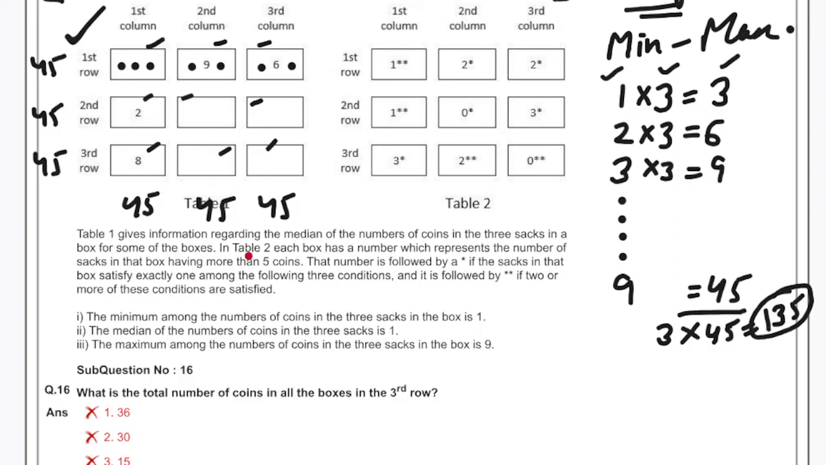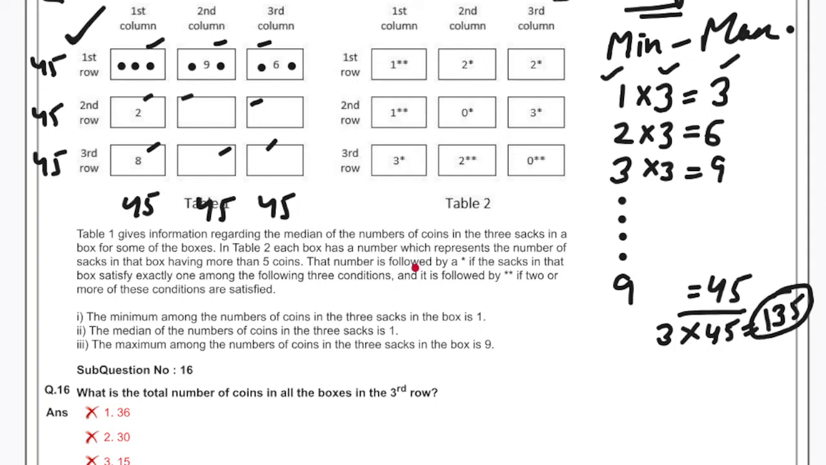Table 1 gives information regarding the median of the number of the coins. Median, that means the central term. That means this 9 is the central term. So there's one term which is less than or equal to 9, and the other term is going to be greater than or equal to 9. The third box in the first row, the median is 6. That means there's another sack that has coins less than or equal to 6, and another on the right hand side which is more than or equal to 6.